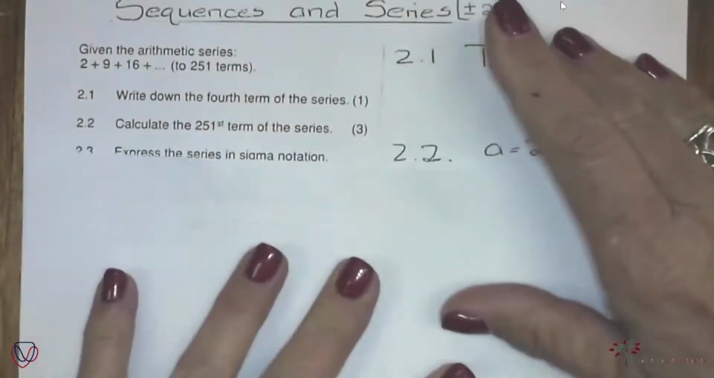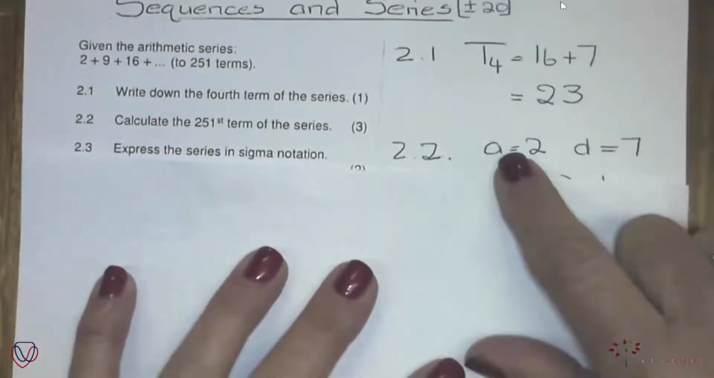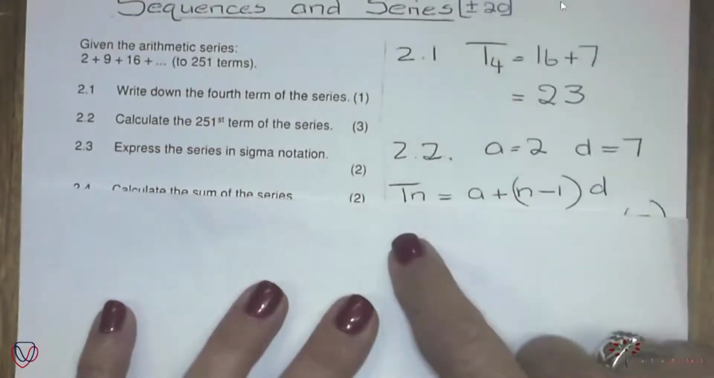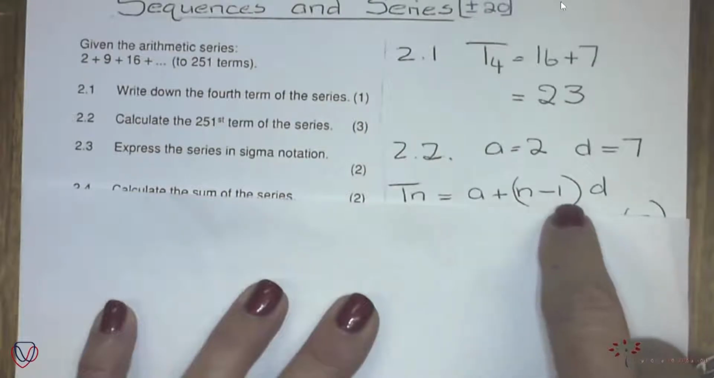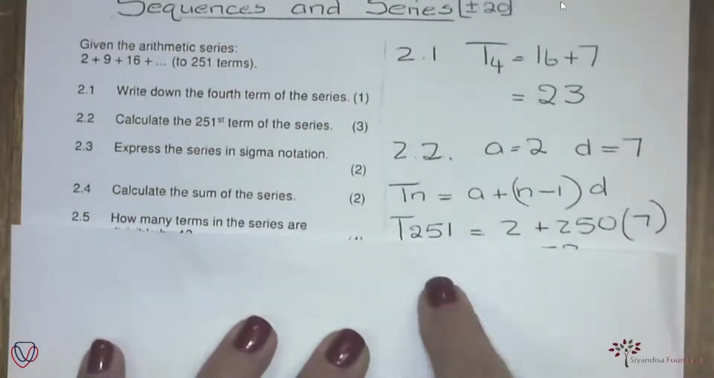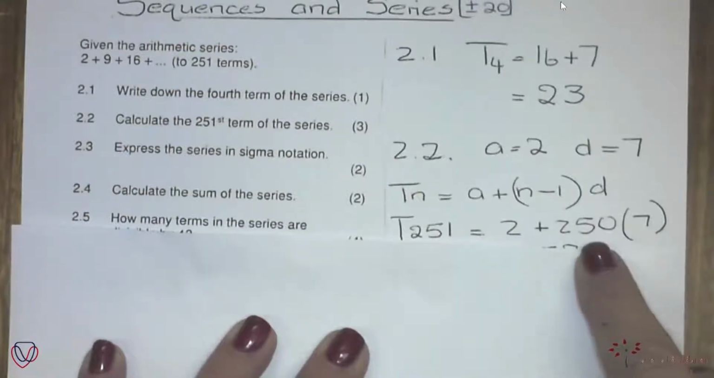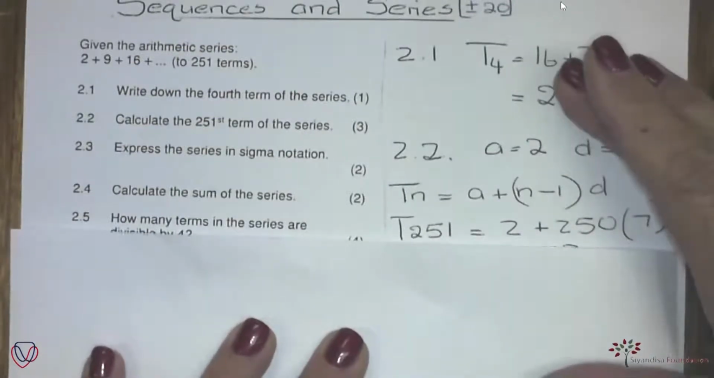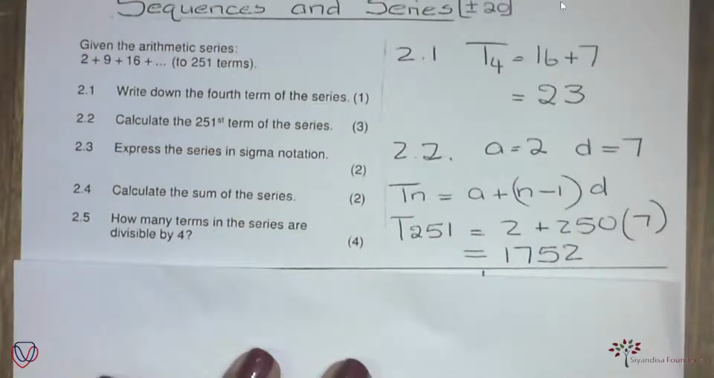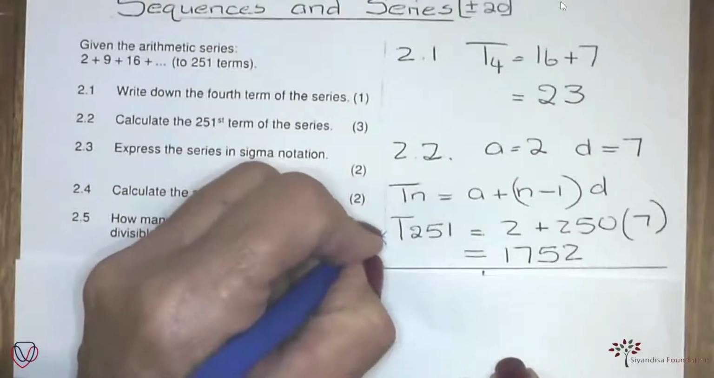So the method here will be, first find the nth term. They say A is 2 and D is 7. And there is your formula. Tn is A plus n minus 1 D. Substitute your A and your D in there, and that's going to be 2 for A, 251 minus 1 there, and 7 for D. And if you calculate that, you've got calculators, people, you will get 1752. Remember this one because we are going to come back to this one just now.